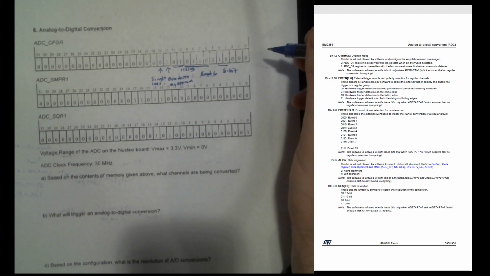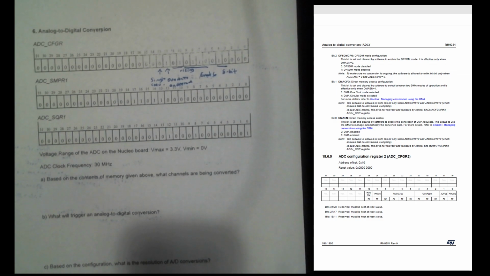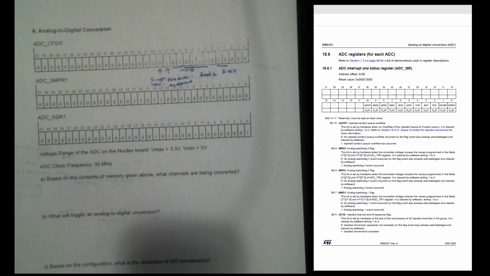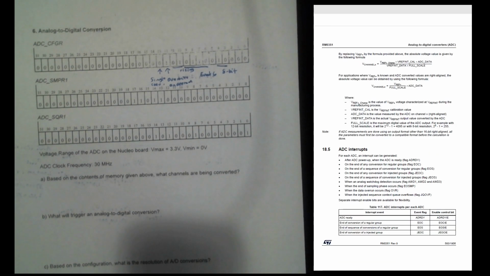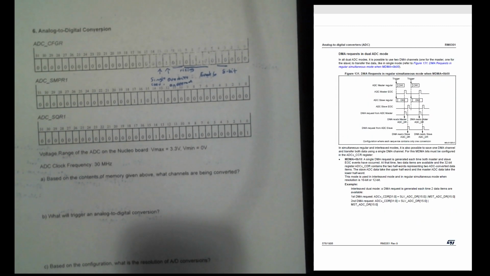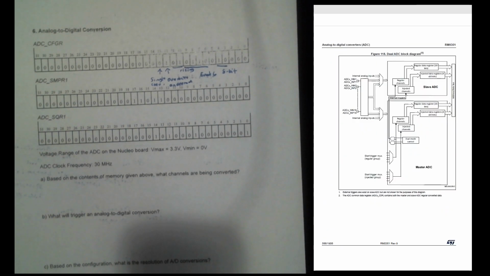Then DFSDM mode configuration, not set, so disabled. Direct memory access configuration, not set, so disabled. And direct memory access enabled, also not set, so disabled. So now we need to look for what those event bits mean. We need to look a little further in the manual to find what the events are that can trigger a conversion here. I think it's up higher.